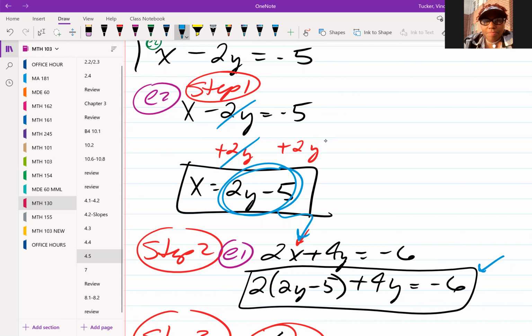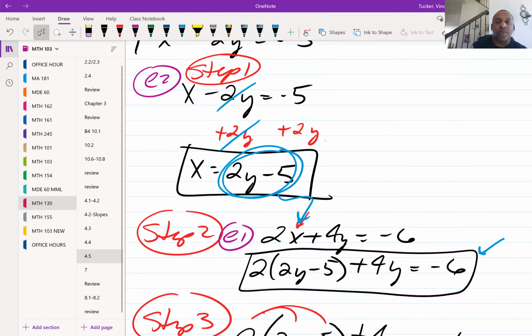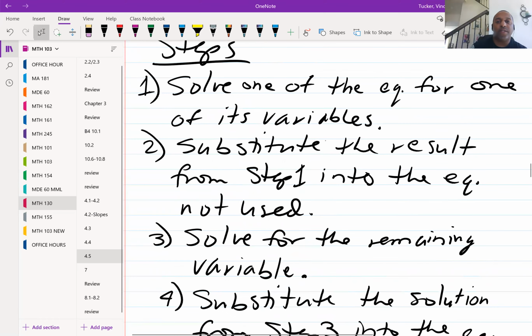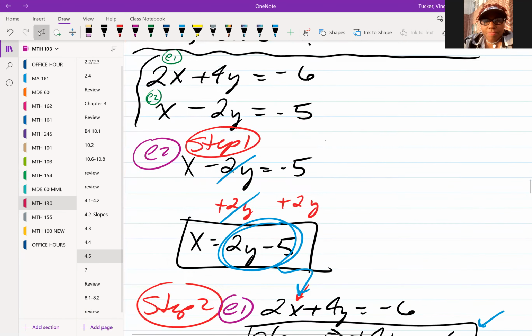Okay. Everybody that's good? Well, that's just the end of step 2, that's all, because I'm doing it step by step according to what we have right here, each one step by step. So that's the end of step 2, just substitute it in.